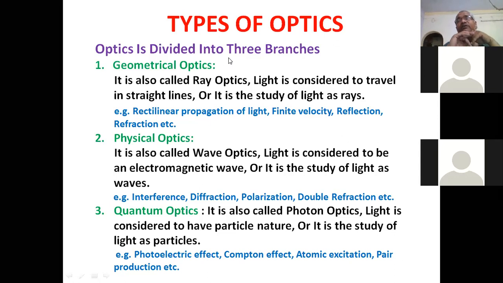Then the finite velocity, it is one of the phenomena also related to the light. Then reflection and refraction. So these are the most important phenomena we have studied in the earlier standards. So what is the reflection? When light is incident on a polished surface, it changes its path in the same medium, or it changes its direction in the same medium.